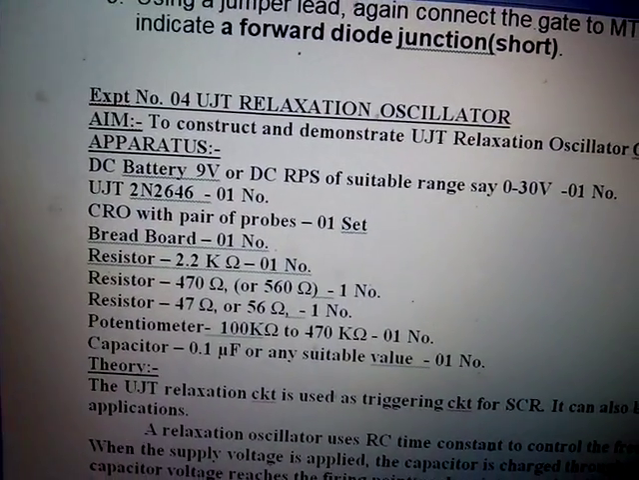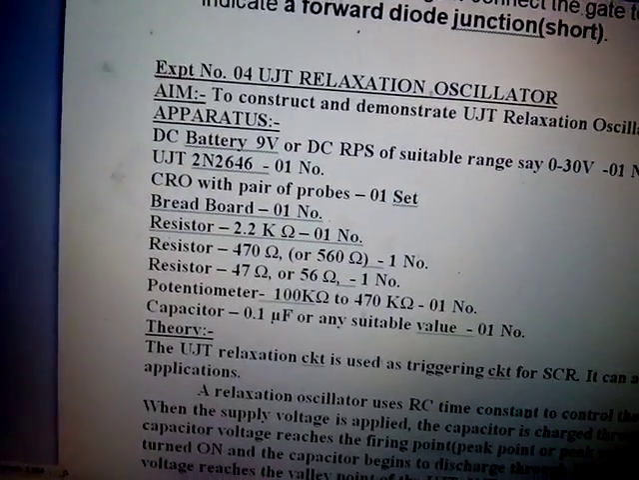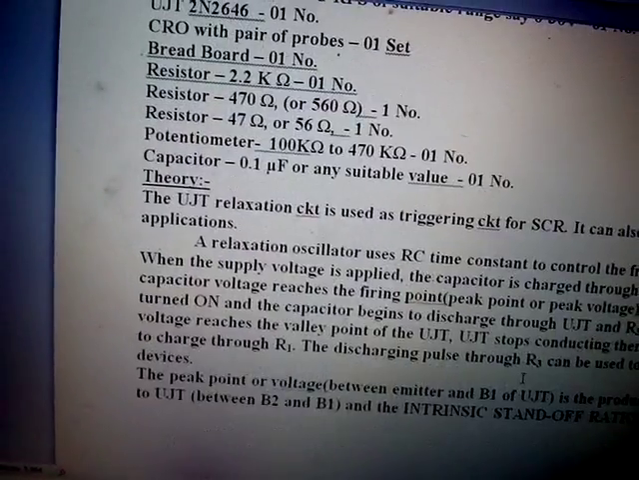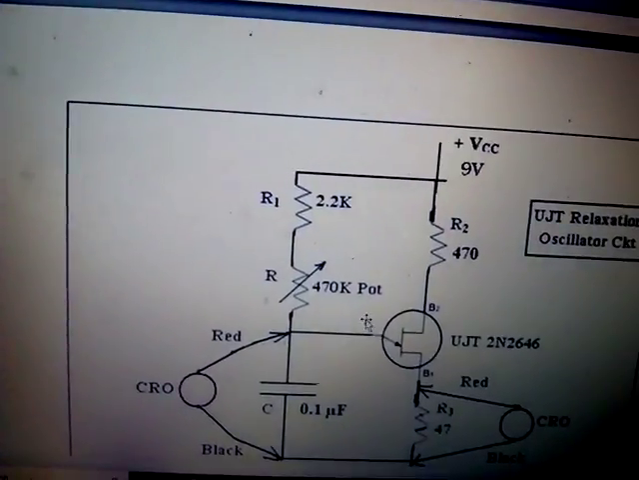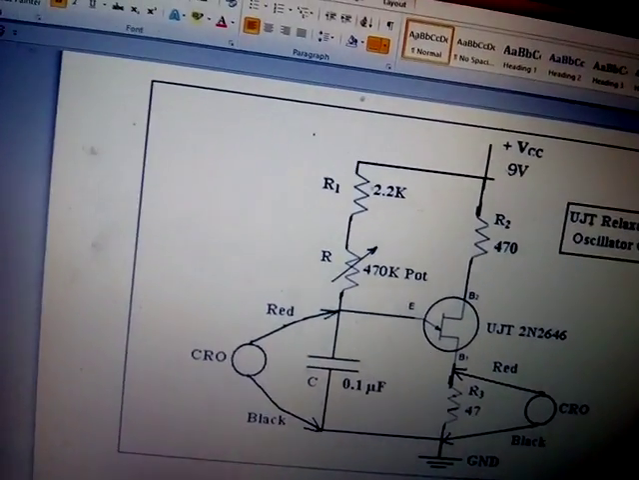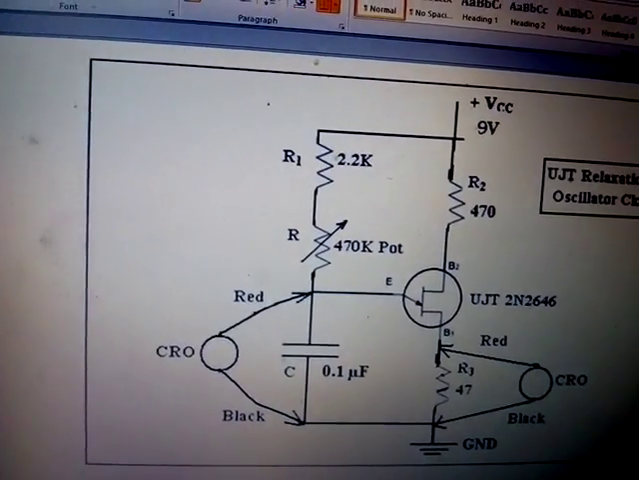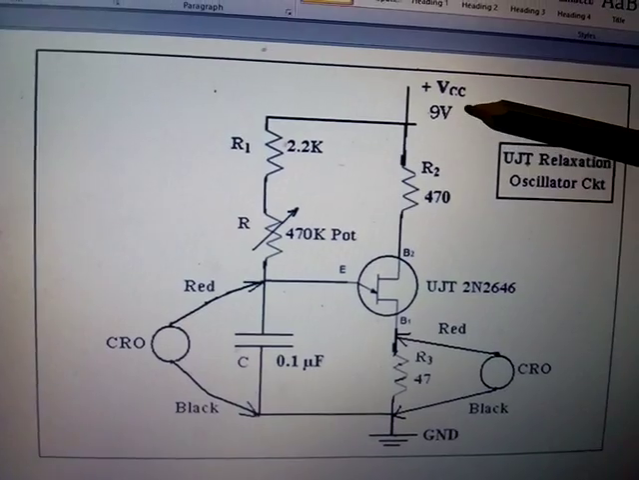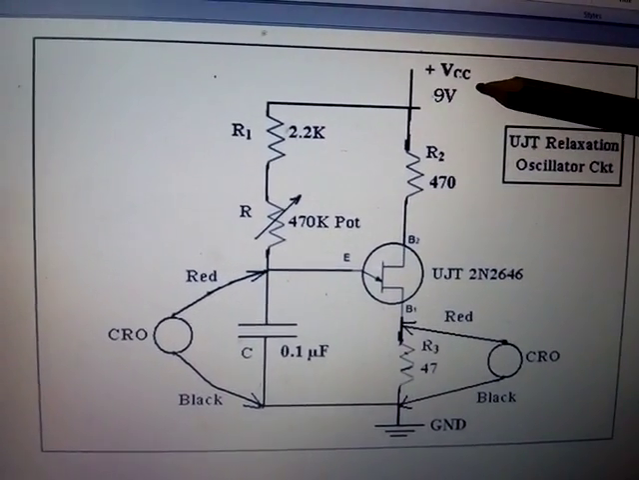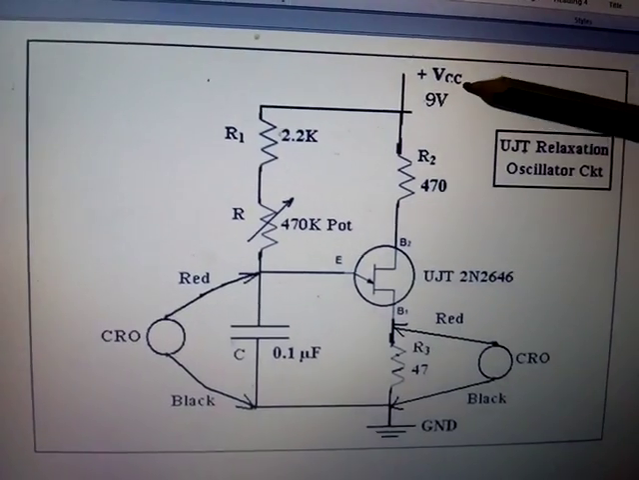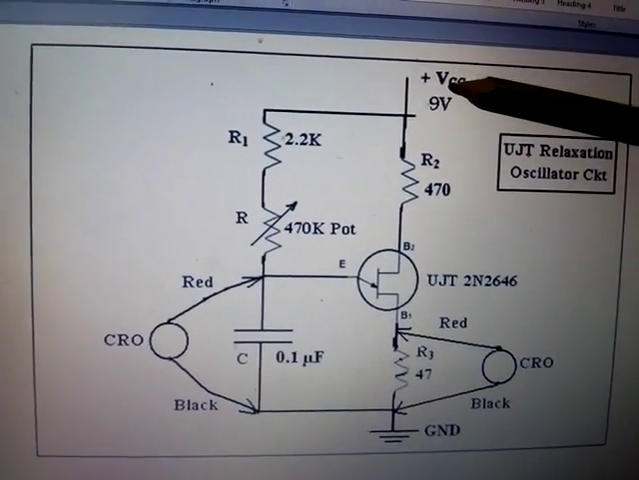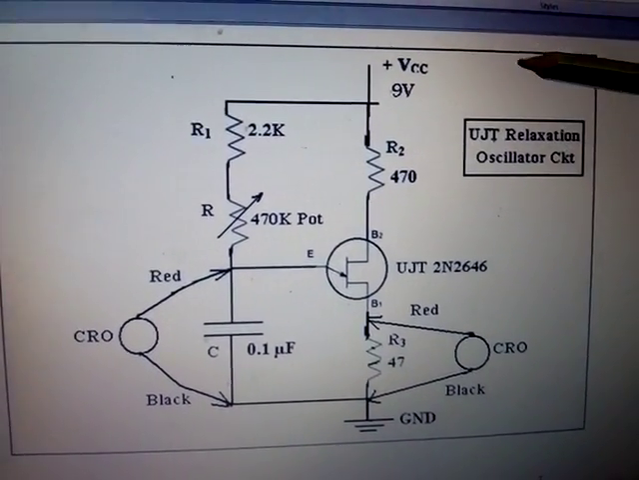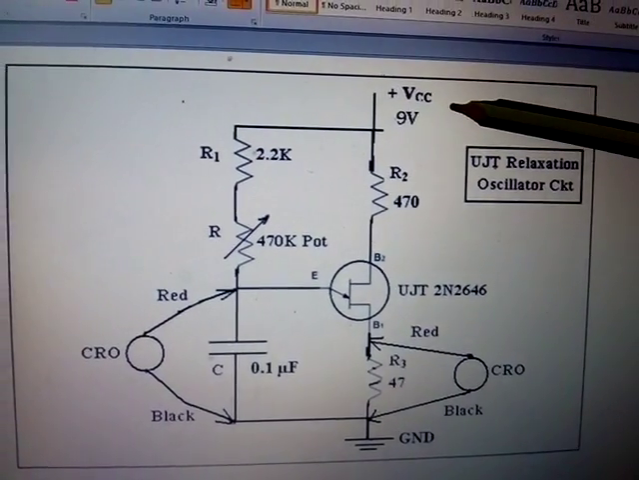Lab experiment: UJT relaxation oscillator. Here the voltage can be up to 10 volts or even 15 volts also, but I have written here 9 volts because in case you don't have a power supply you can use a battery also. But anyhow, let us not go beyond 10 volts. So preferably you can have 6 volts to 10 volts here.